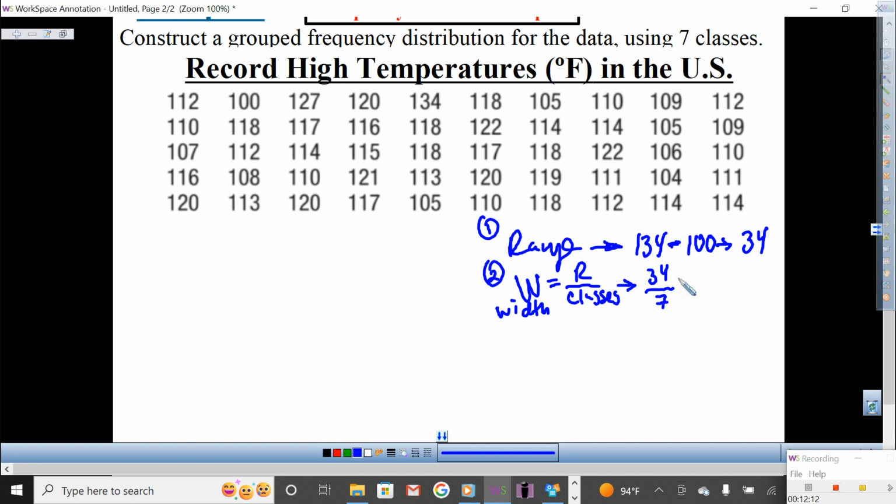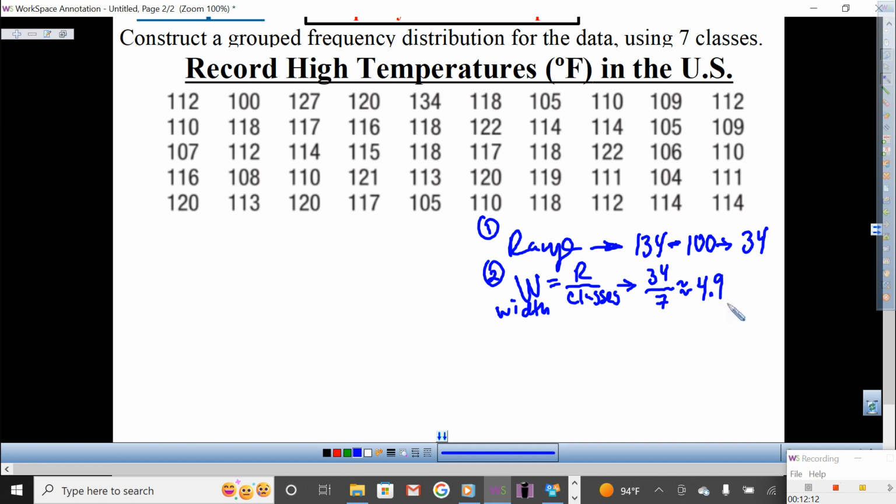Who's got a number? Mia? What was it? 4 and 6 over 6/7. So, decimal form approximate what?